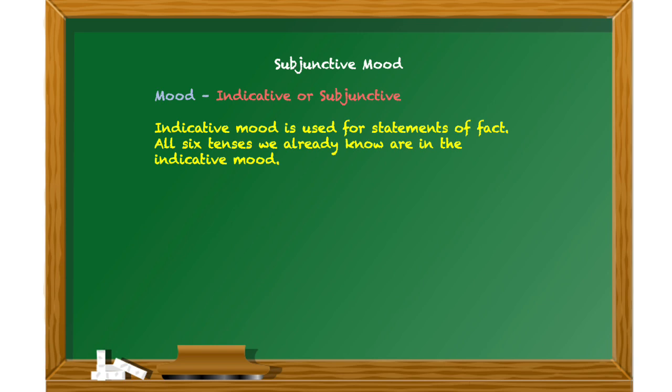So if you say things like, the girl carries the water, the gladiators were fighting in the arena, you're just stating a fact. And all the six tenses that we already know, present, imperfect, future, perfect, pluperfect, future perfect, all of those are already in the indicative mood. We've never talked about it before because we didn't have anything else to compare it with. So really, there's nothing new to say about those six tenses. They are already in the indicative mood.